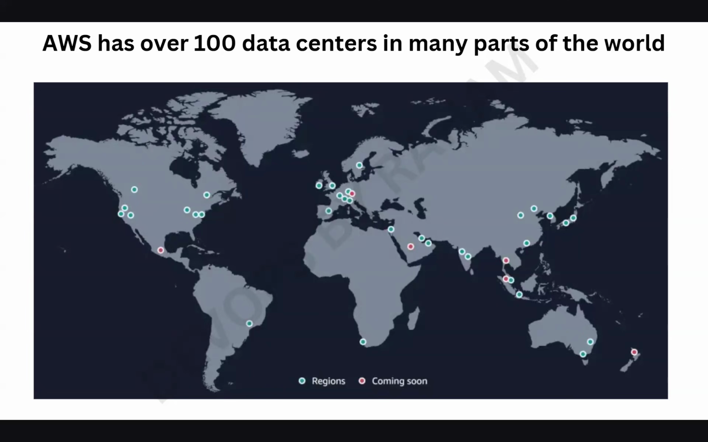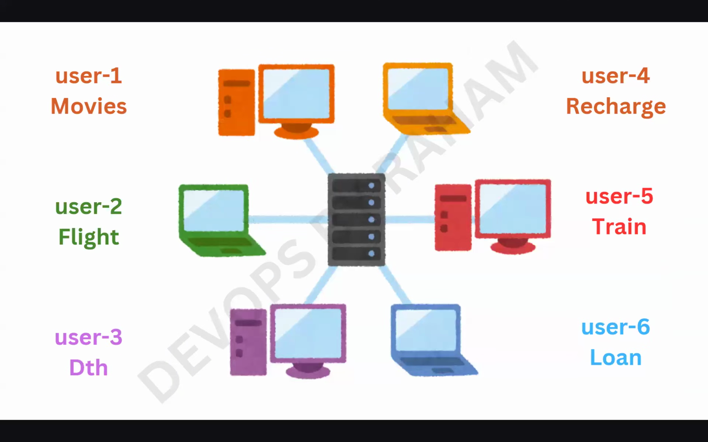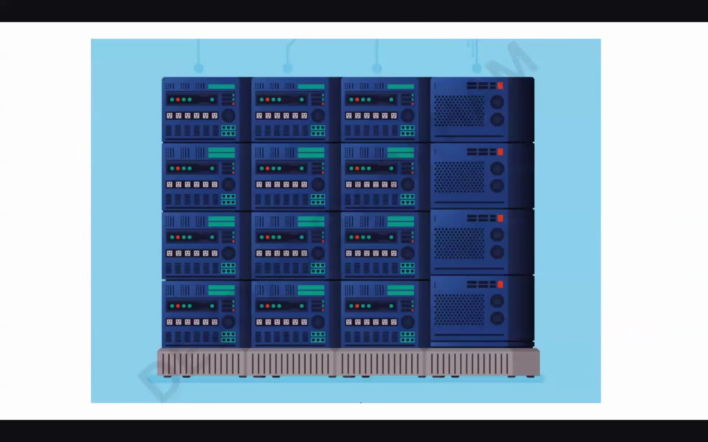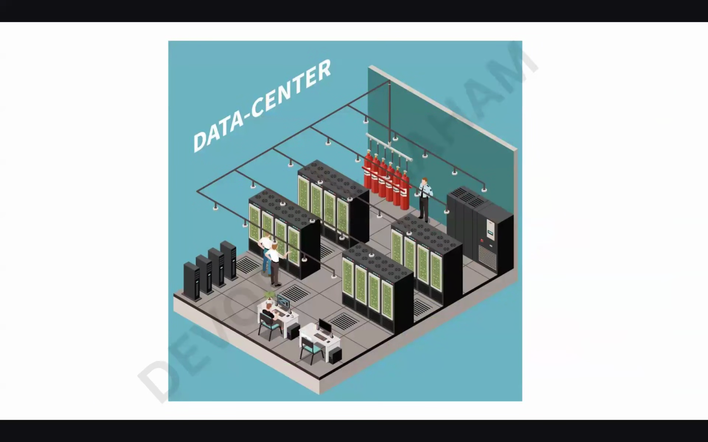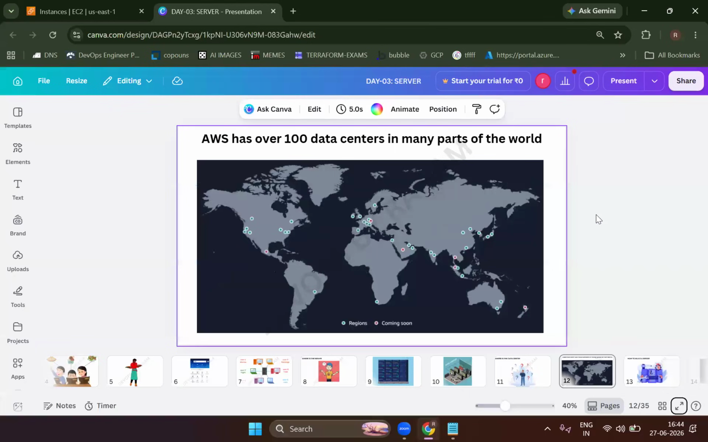I'm repeating one more time everybody. So generally guys, application will be inside server. Server will be inside the racks. Racks are inside the data centers. But where are the data centers? Around the globe actually. That means in the entire world, we are having multiple data centers.